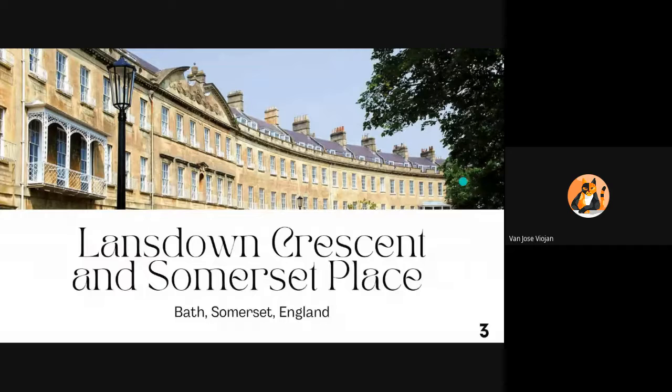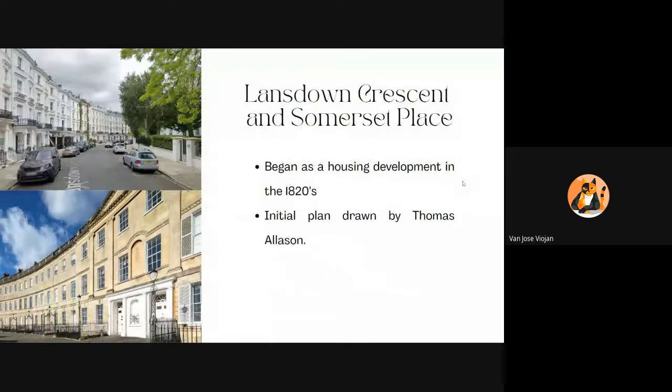Okay, so we're going to go to Lansdowne now. Next slide, please. A little bit of history: Lansdowne Crescent was proposed by James Ladbroke. He wanted the farmland to be a row house development, which is why he commissioned Thomas Allison as the initial architect of this street. Next slide, please.